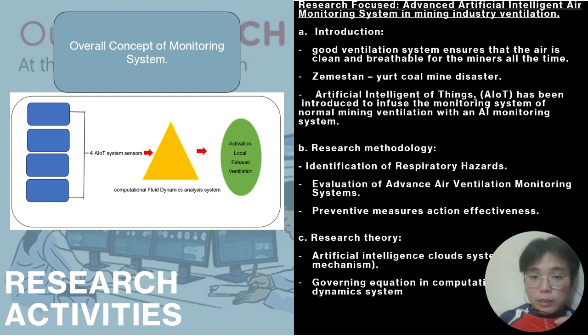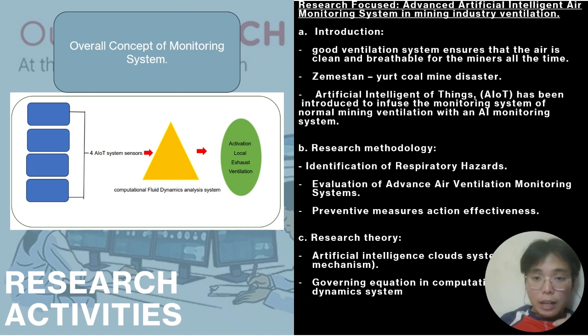A good ventilation system is important to ensure that the air is clean and breathable for all the miners from time to time. This is very important, as we can take the Jamestown Youth Coal Mine disaster as an example. The disaster happened in 2017. It happened not because of an explosion, but because of a leakage of methane gas, which caused inhalation of methane and poisoning of the miners. The deaths recorded were at their peak because of the inhalation of methane gas. Other than that, the methane gas also leaked into the environment, which caused the nearby area to be sealed for 1 week and affected the health of local residents.